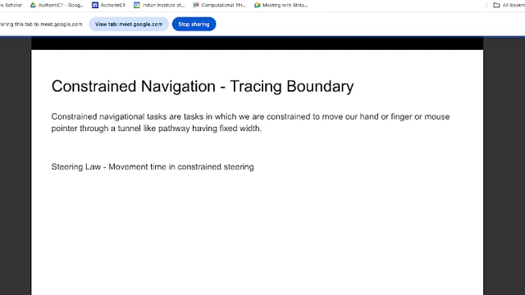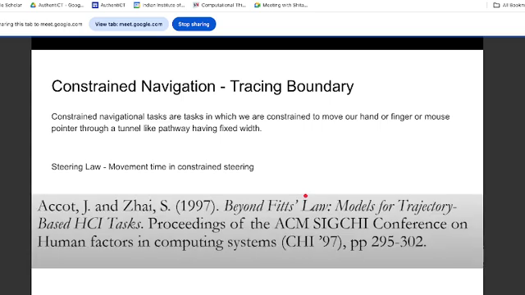For this constrained navigation, something like tracing a boundary, we have the steering law. This steering law also models the movement time, just like the Fitts law. It models the movement time in constraint steering. The only difference is that in Fitts law you were moving the pointer and then clicking someplace. In steering law, the clicking and movement are both happening together. This steering law was suggested as an extension of Fitts law by the same Accot and Zhai, who gave the 2D and 3D versions of the Fitts law.